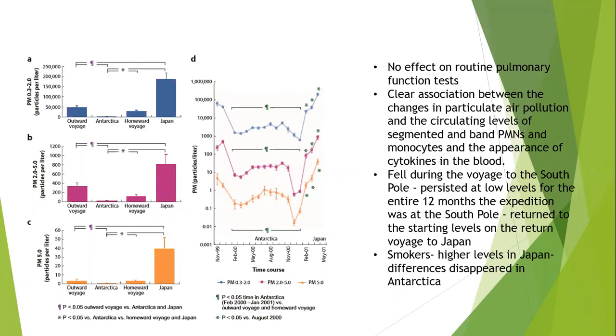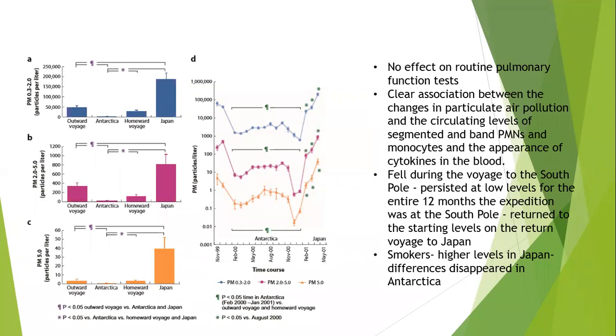And this remained low as long as they were in Antarctica. And as they came back to Japan, all these levels continued to increase and it was a maximum in Japan. So what they found was there is a response to the particulate material in the air, and that response is inflammation.